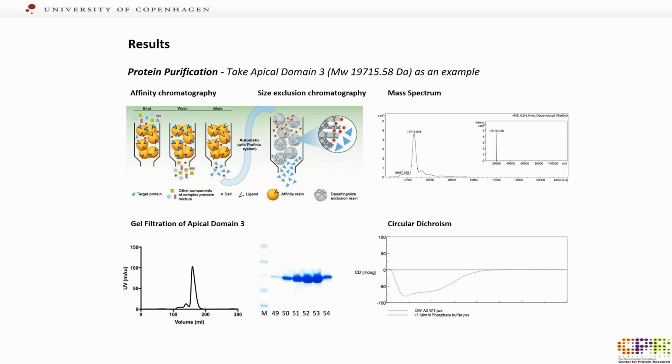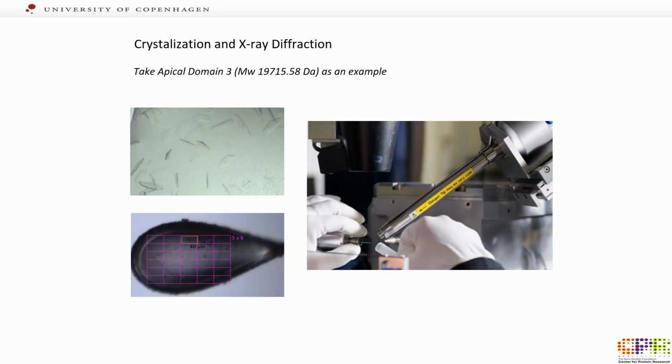Take Apical 3 as an example. After expression in an E. coli system, the protein was purified by affinity and size exclusion chromatography, and you can see it has a nice peak shown by gel filtration, corresponding to a single band on SDS-PAGE. The quality of the protein is controlled by mass spectrometry and circular dichroism to confirm the primary and secondary structure of the protein. After getting relatively pure protein, the crystallization experiment was set up.